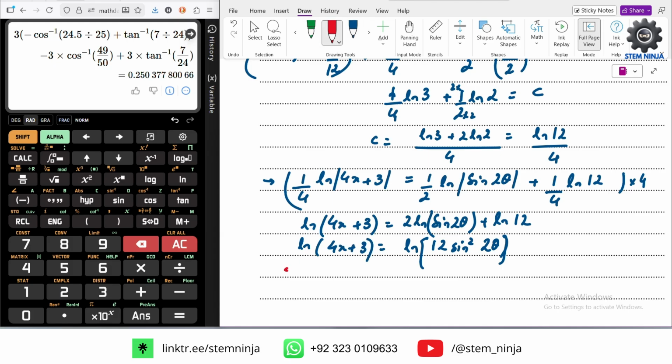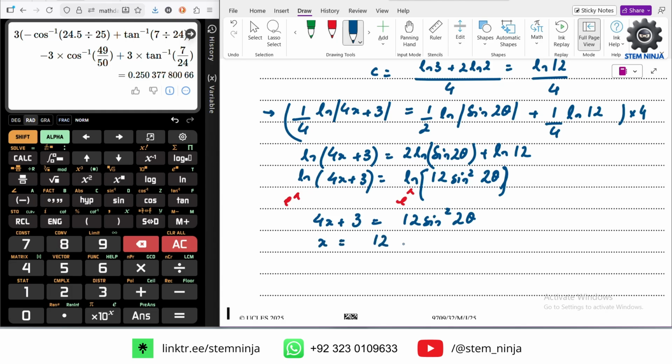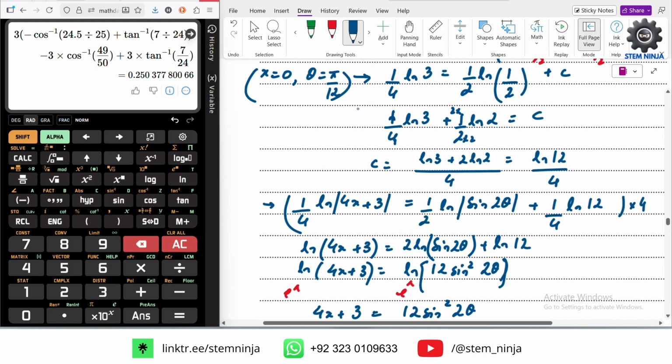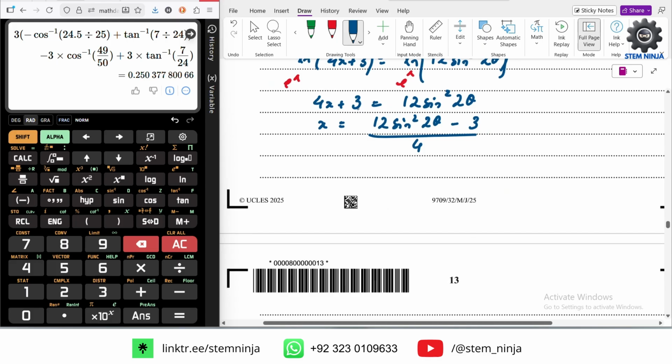Now we reverse the ln into the exponential form. So we get 4x+3 equals 12 sin squared 2θ. So we need just x, so this would be (12 sin squared 2θ minus 3) divided by 4. Okay, and that's about it for this question. Let's move on to the next one.